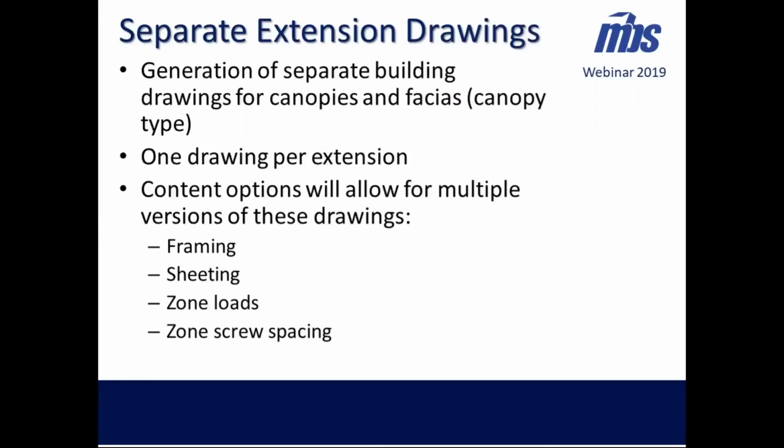One of the other things we're working on now is separate extension drawings. This would generate your fascia, canopy type views into a separate drawing than just attaching them into the current Endwall, Sidewall, and roof drawing. There would be one drawing per extension. You would have control over the content, so you could specify if you want one with framing only, sheeting only. Zone loads will go here, and also another one if you need the zone screw spacing. Those would go here also.